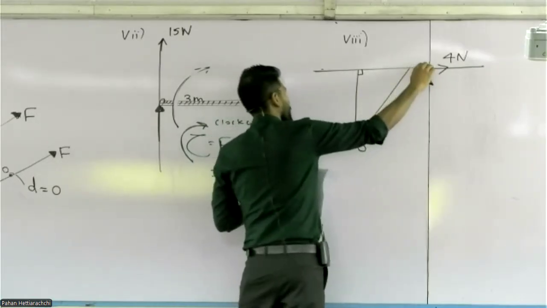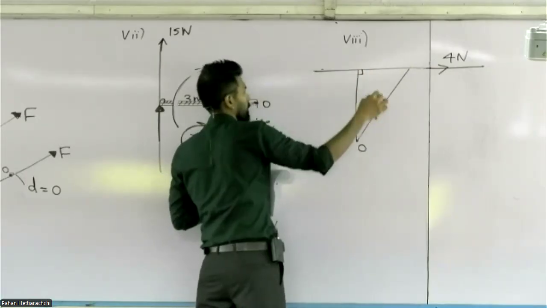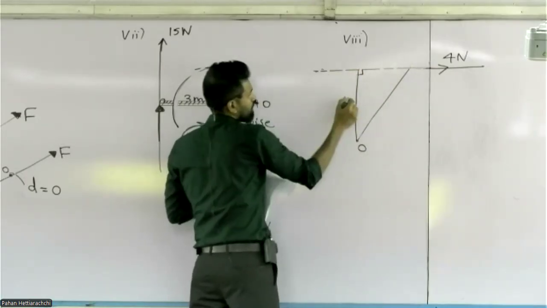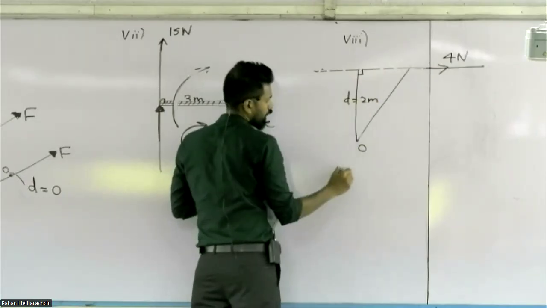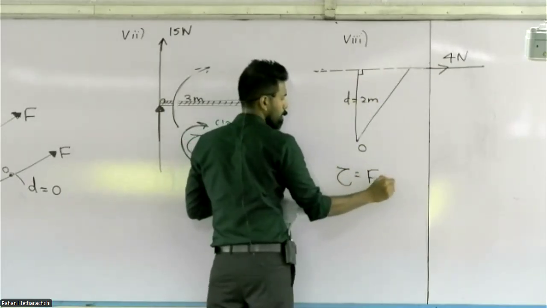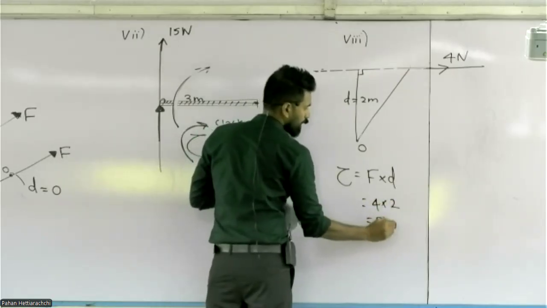What you have to do is continue the line of action and draw a new perpendicular to that line of action. It is the D, and it's equal to 2 here. So what will be the torque? F into D, 4 into 2, 8 Newton meters.